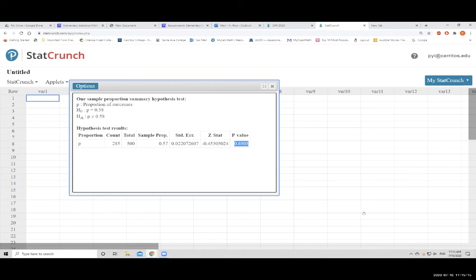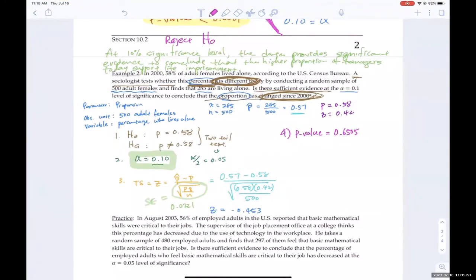Step number 4 is to calculate your p-value. The p-value is equal to 0.6505. So far so good. Any questions there? I'm going to stop sharing here. Let me start sharing from here. Okay, and that's what we get.